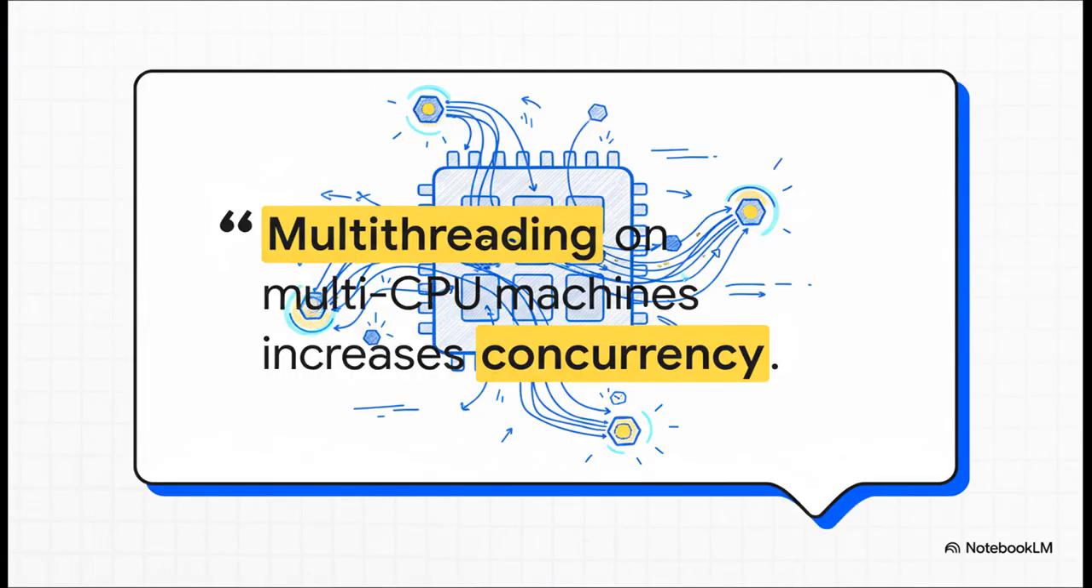And this all leads to the ultimate payoff. In today's world of multi-core processors, threading isn't just about making an app feel faster, it's about achieving true parallelism. See, a single-threaded process can only ever run on one CPU core at a time, but a multi-threaded process can spread its work across multiple cores, letting it do multiple things, truly, simultaneously.